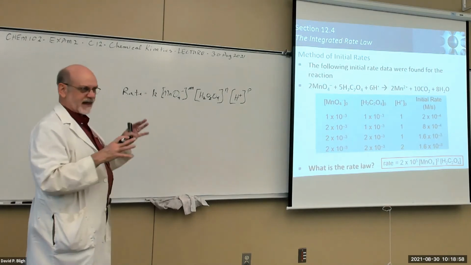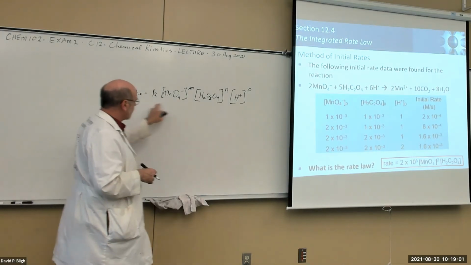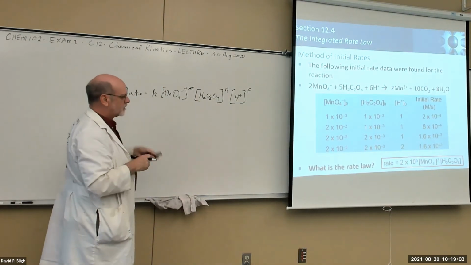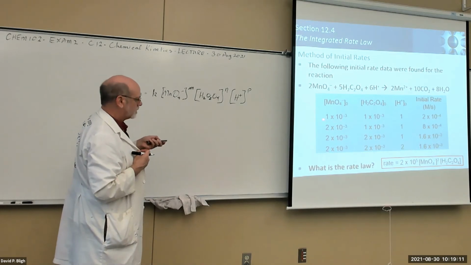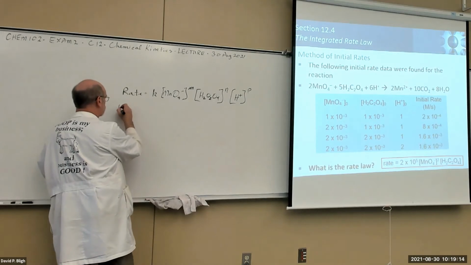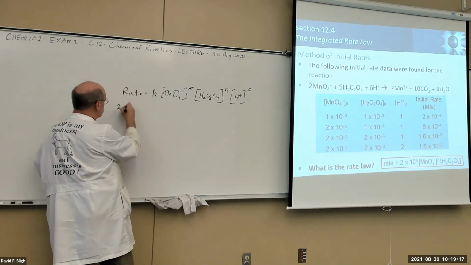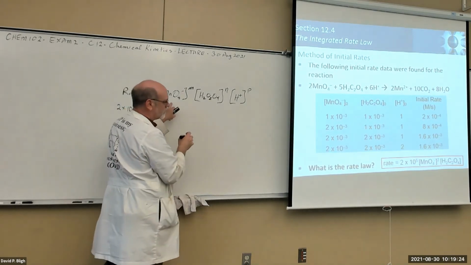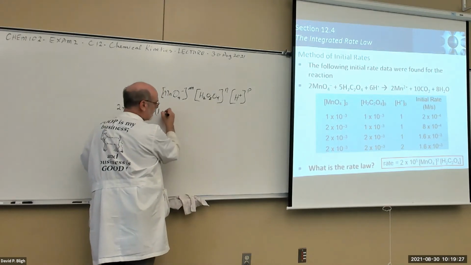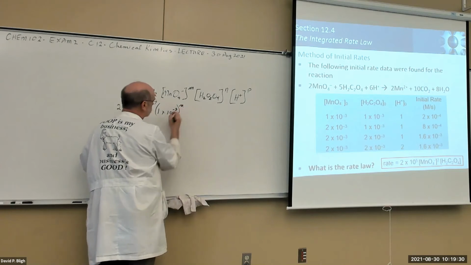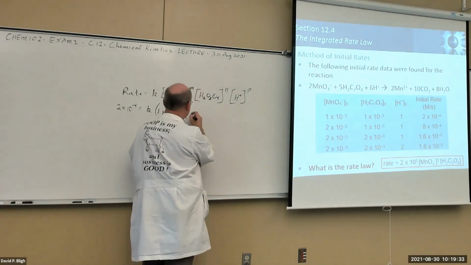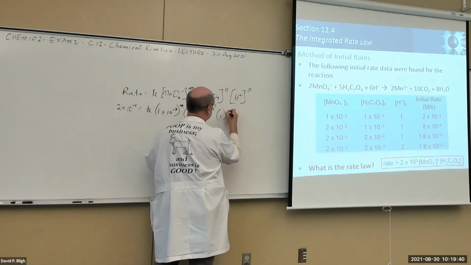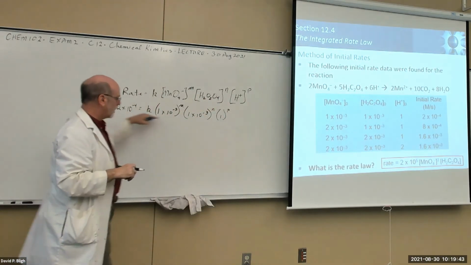So we'll take 1 as an example, with this as our guide, and K is going to be unknown. What's the rate for this one? 2 times 10 to the minus 4, correct? 2 times 10 to the minus 4 equals K, and then this one is 1 times 10 to the minus 3 to the M, and this one is 1 times 10 to the minus 3 to the N, and this one is 1 to the P. Okay? That's one rate law.